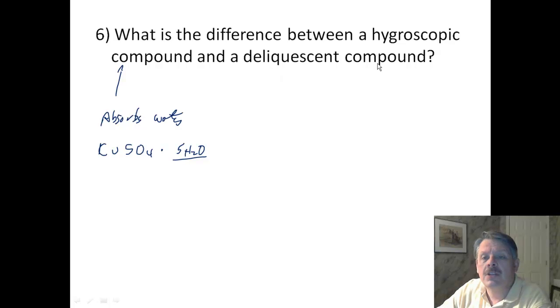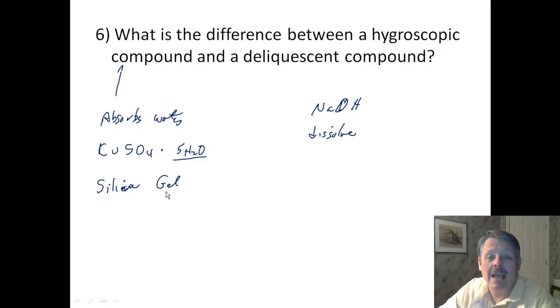A deliquescent compound is something like sodium hydroxide. What's going to happen here is it's going to absorb so much water that it's going to start to dissolve in the water that it pulls in. Another example of a hygroscopic compound is silica gel. It's something you see when you buy a pair of shoes, for example. There's a little packet of silica gel in there, and I talked about that in the podcast as well. These are things that absorb water, but they don't look wet. A deliquescent compound is going to actually get wet to the point where it dissolves.